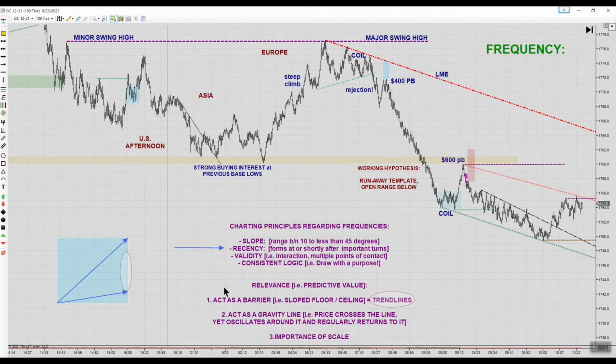Recency means that the most useful frequencies will form at or shortly after a crucial turning point in price. Take a look at this sloped ceiling for price that emerged among the initial shoulders on the right side of the first granular significant sharp pivot following the break of major support. The multiple points down the slope clearly show that the offer is relentlessly moving lower. This is the principle of validity.